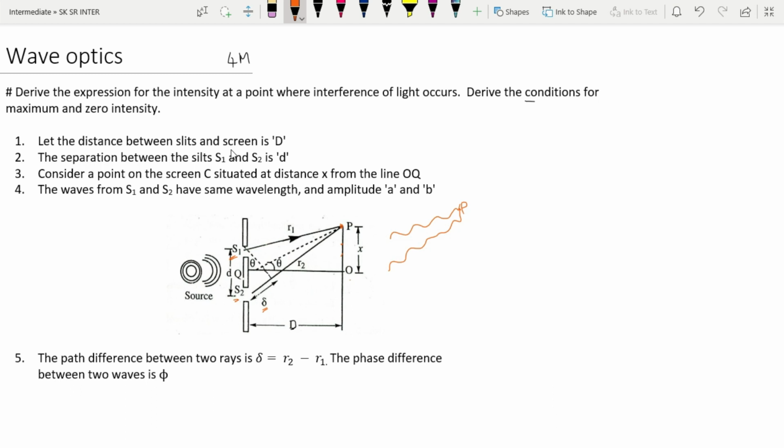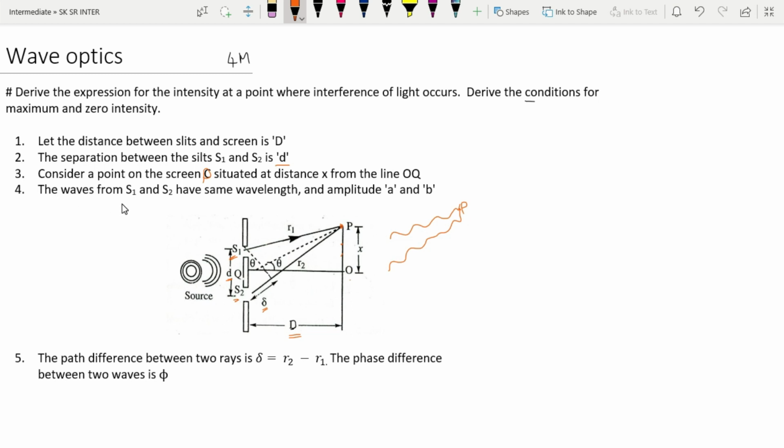Let the distance between the slits and the screen be capital D. This is capital D, between the two slits and the screen. The separation between slits S1 and S2 is small d. Consider a point P on the screen situated at a distance x from O. This is x, and this is P.